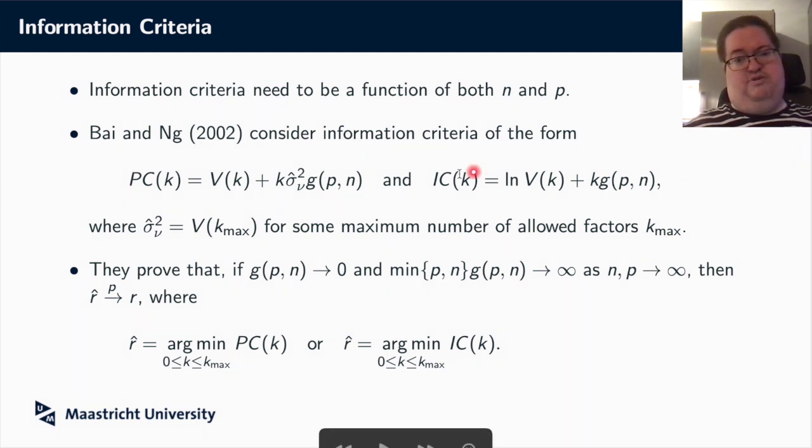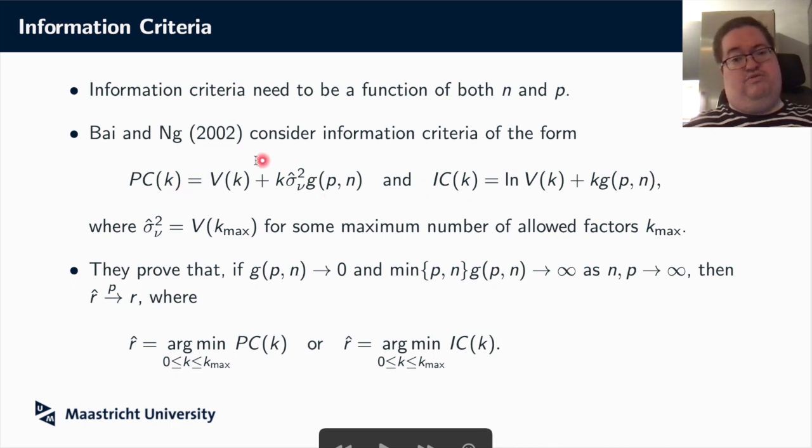So the one most familiar is the one on the right, which they call IC, which takes the log of the residual sum of squares and then adds k times a penalty function, where k is the number of factors that you are including. They also have a different form which is not based on logarithms. In fact, this form also exists for the standard information criteria, so you don't take the log. The log implicitly assumes normality.